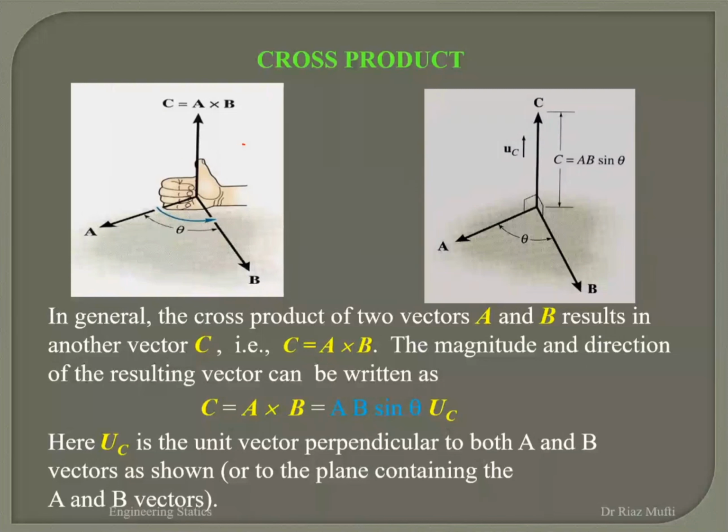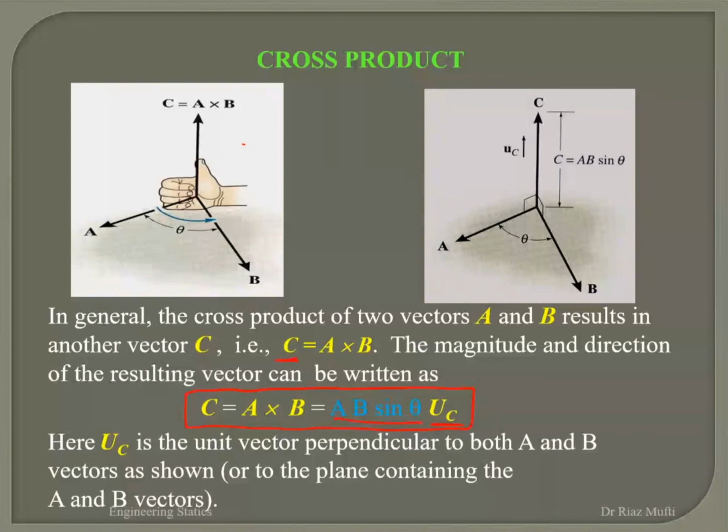So remember, C is A cross B, and the direction of C you can get from the right hand rule. The magnitude and direction of the resultant vector A cross B, you have to remember this. I'm not going to go into the details. You already know this. A cross B, the magnitude is AB sine theta, and UC is the unit vector of the direction, that is basically, in this case, pointing upwards. So you have to remember C is equal to A cross B, which is equal to AB sine theta multiplied by the unit vector of C.